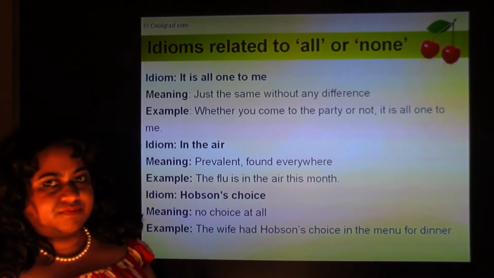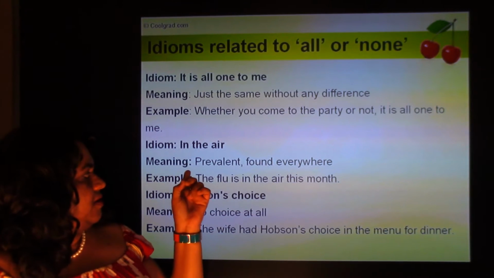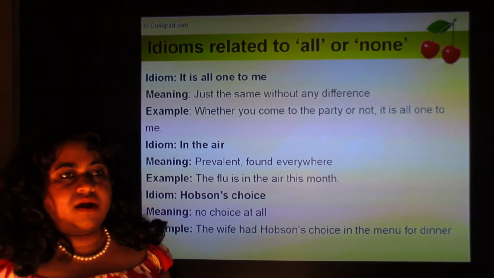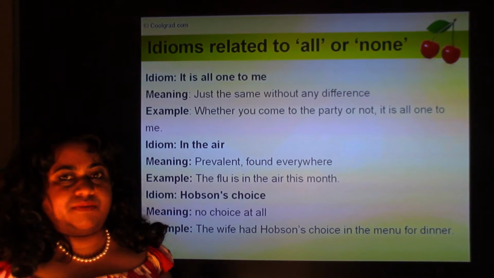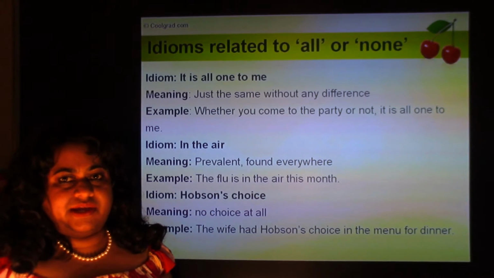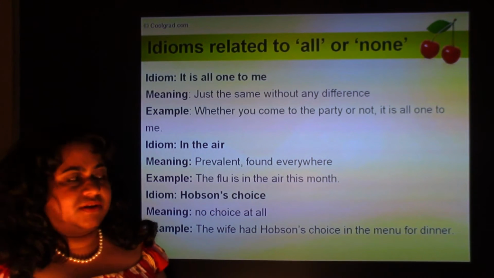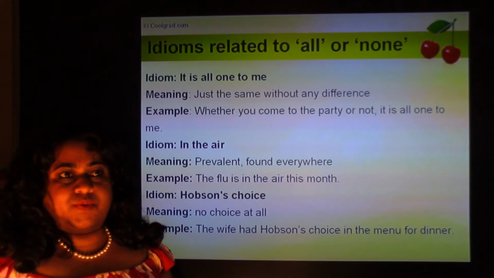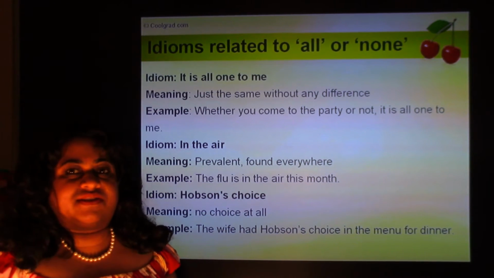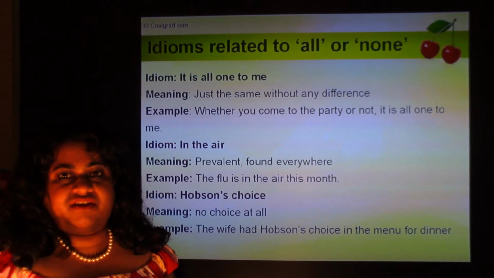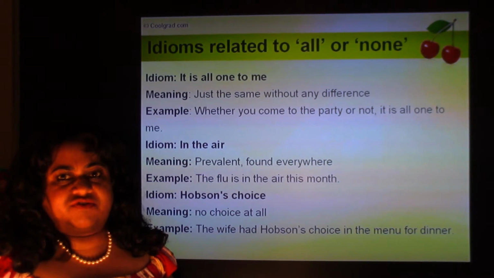Idiom: in the air. Meaning prevalent, found everywhere. In the air doesn't necessarily mean literally in the air, like a balloon or an airplane. It means it's prevalent, found everywhere. For example, the flu is in the air this month. Or we can say celebrations are in the air because India won the cricket match yesterday. It's found everywhere.